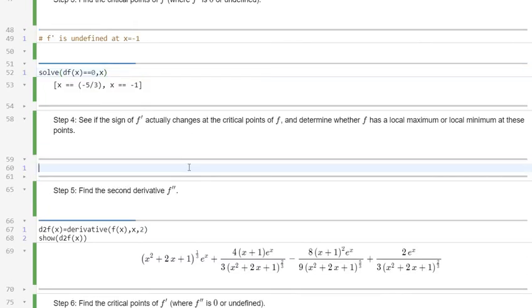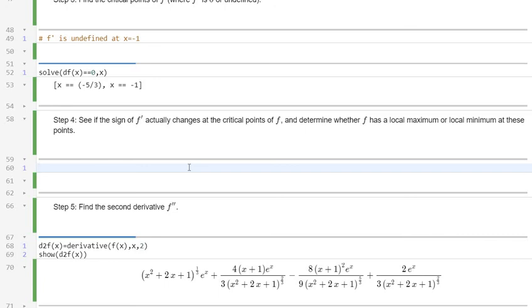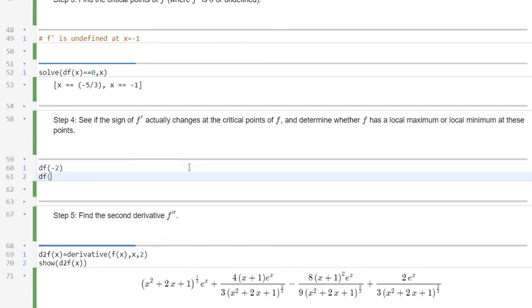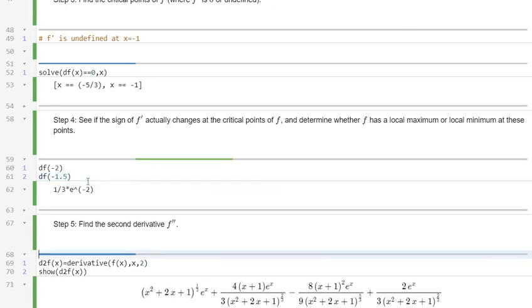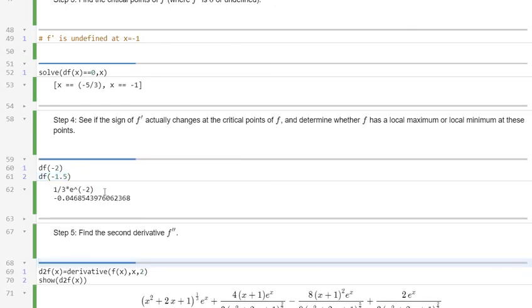I need to see if the sign of the derivative actually changes there. So let's start with the -5/3. So I need to take the derivative and put in something to the left of -5/3. Now, -5/3 is -1 and 2/3, so -1.6 repeating. So something like -2 would be to the left of that. Now be careful to the right of that. If you want to stick with whole numbers, you choose -1. We cannot choose -1. That's our other critical point, where the derivative doesn't exist. We have to choose something that's further away. How about -1.5?